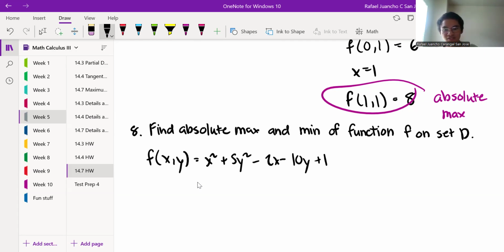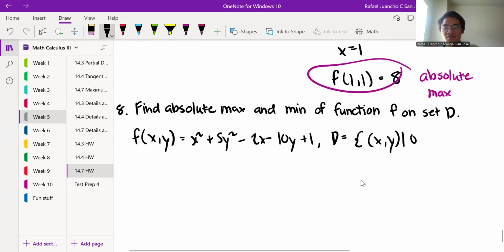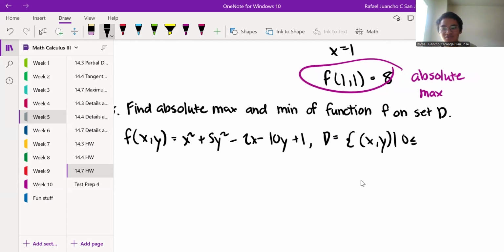And this is bounded by some set D where each xy point has a set of restrictions. The set of restrictions are in the x coordinate, it's bounded by 0 and 2. In the y coordinate, it should be points between 0 and 3, including 0 and 3.